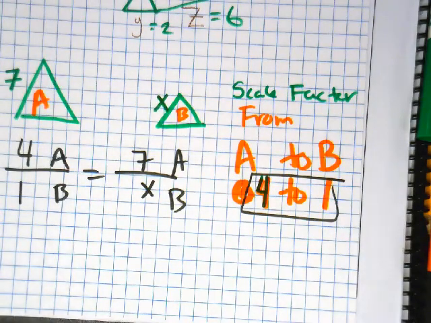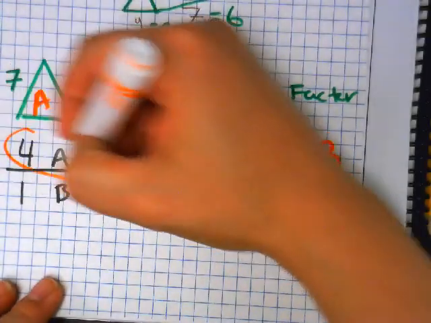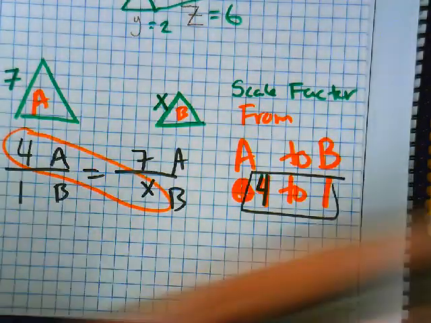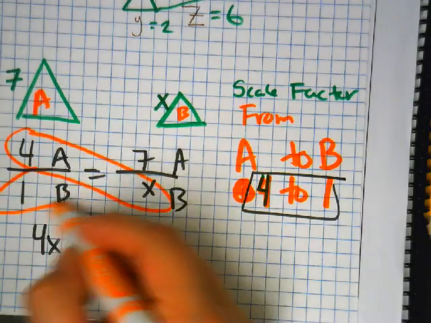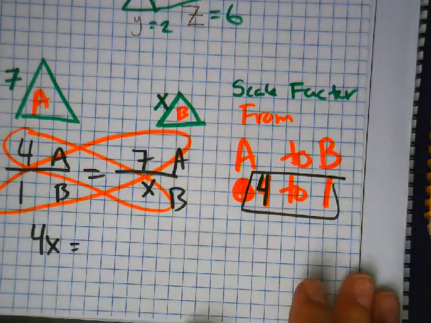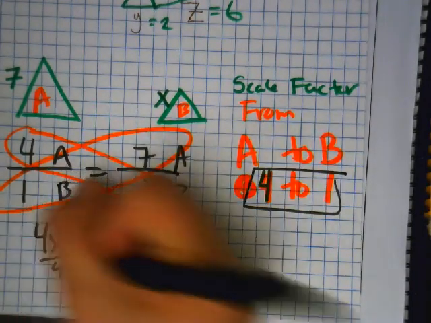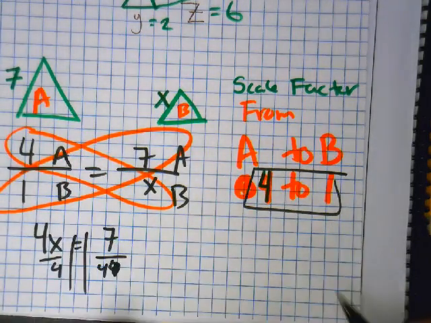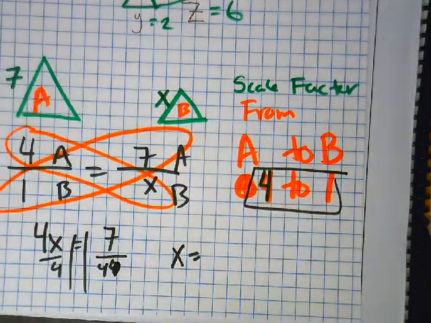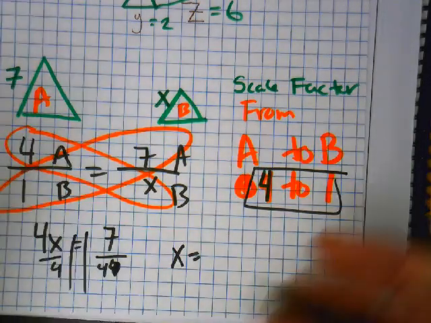All right. Now, how do I solve a proportion? We're going to do the butterfly method. So what's in this circle? 4. What's in this circle? 7. 1 times 7 is 7. Now, we're going to divide by 4, right? Divide by 4, divide by 4. X equals 1.75.